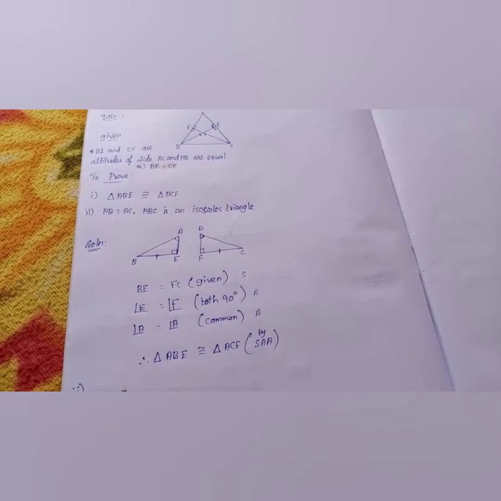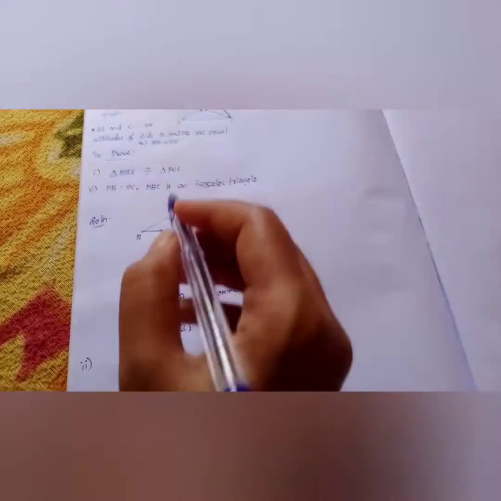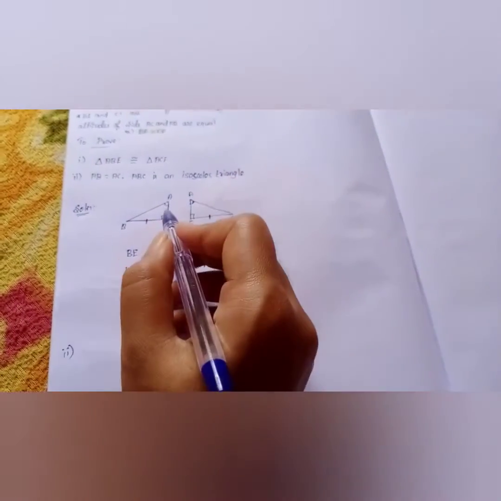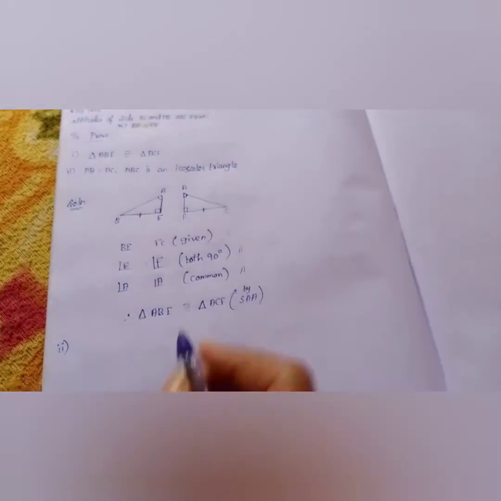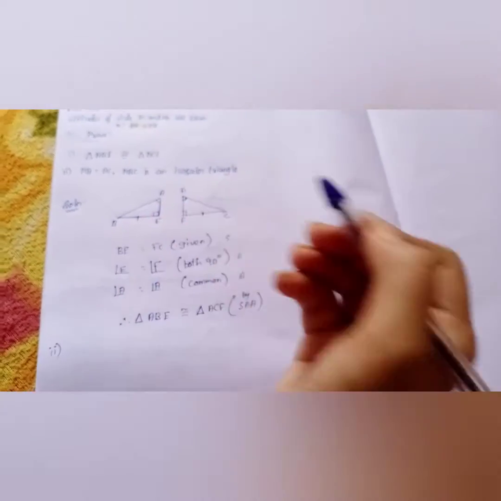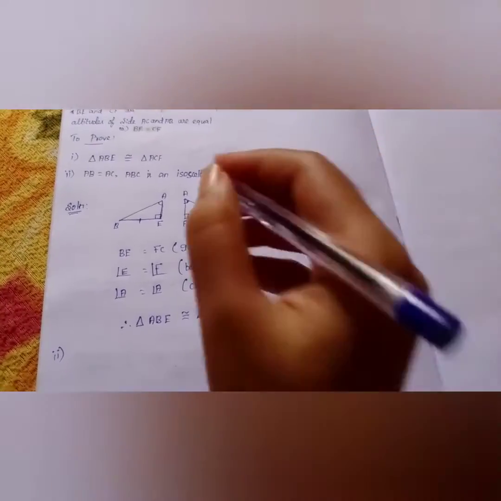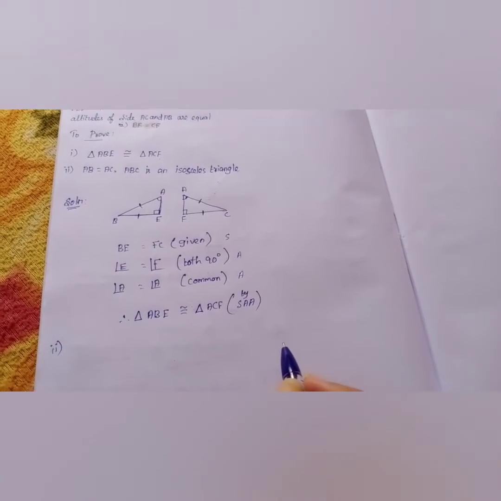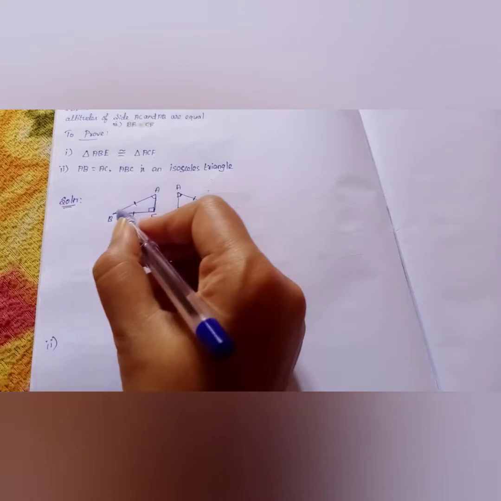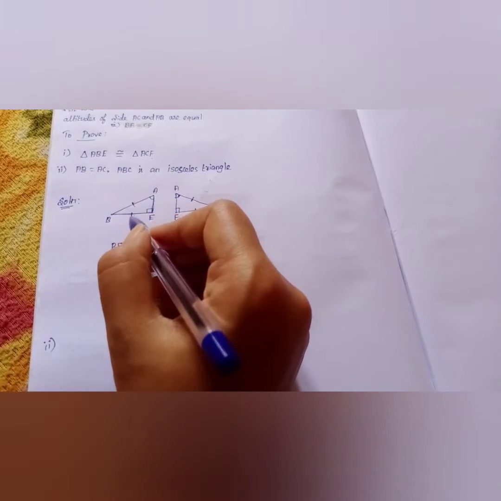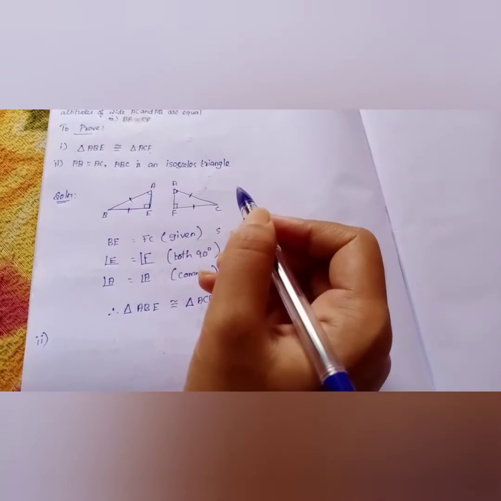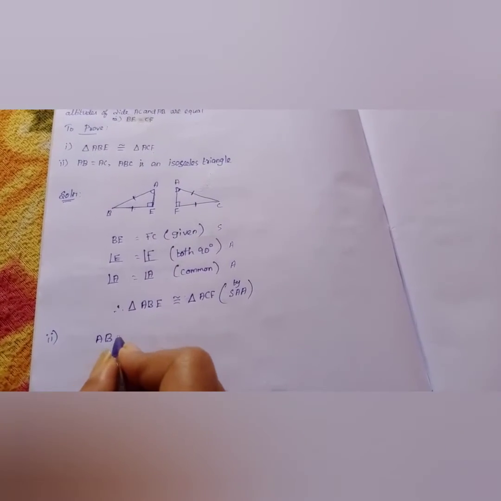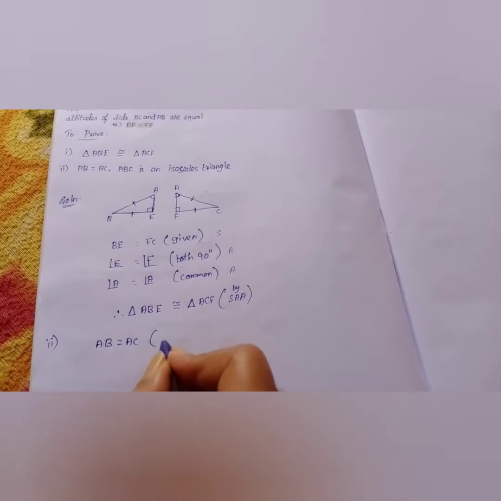Now let's start the second proof. You have to prove AB equal to AC, which means two sides of the triangle, right? So you have to prove that AB equal to AC. You know that very well. If two triangles are congruent, then their corresponding parts are equal. So you can say AB equal to AC from this triangle. Is it? So you can say AB equal to AC by the rule CPCT.